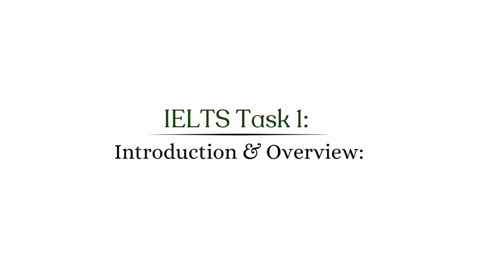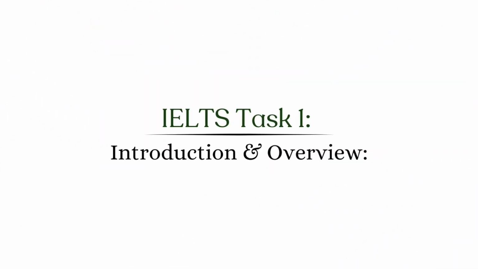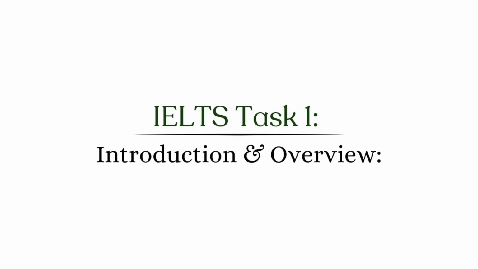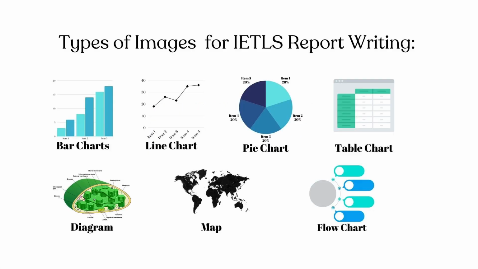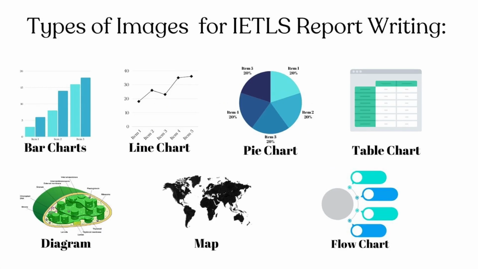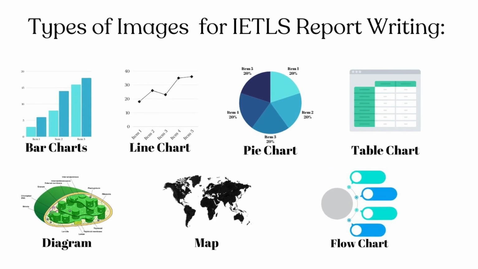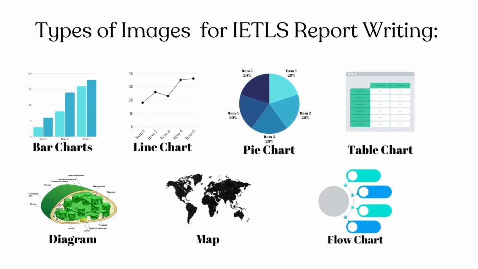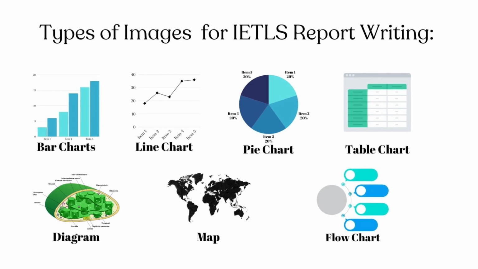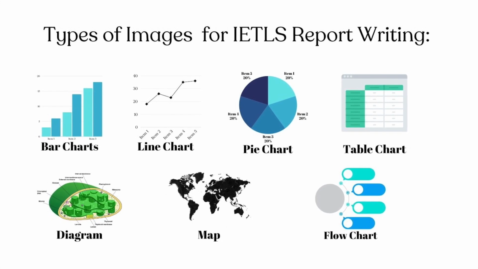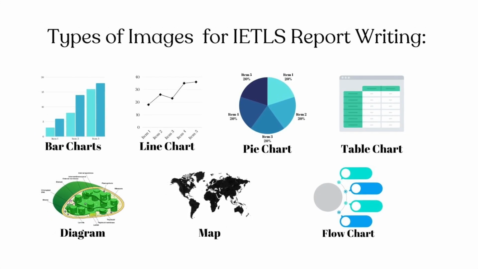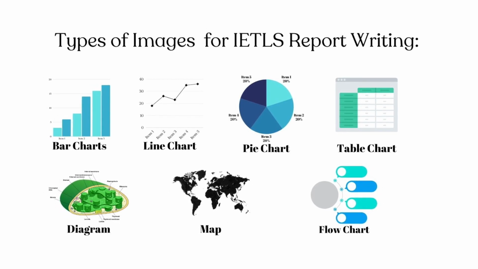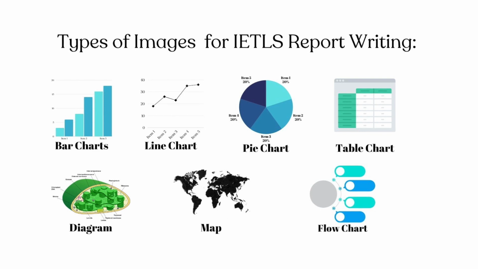Welcome back to Luster. Today let's learn how to write an introduction and the overview for Academic IELTS Task 1, that is report writing. In this task, you can be given different types of images to write a report about. These images can be a bar chart, a line chart, pie chart, a table chart, a diagram, map, or a flow chart. You will be supposed to read carefully what these images represent, and you will have to interpret all the information.